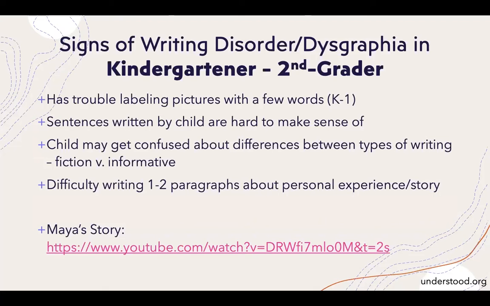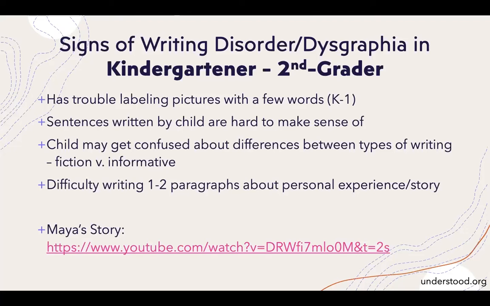So for kindergartners to second graders, those signs on that last slide were just sort of general signs. But for this age range, we often see children have a hard time with labeling pictures, even if there are a few words and a picture on a page. So typically for kinder to first grade, having a hard time labeling those pictures with a few words in writing, even if there is maybe an example written down or a couple starting words written down. Another sign is having sentences that are hard to make sense of. So when you have a student in this range who's maybe written a few sentences, having a teacher or parent trying to make sense of what was written can be very challenging, often for students with writing disorders.